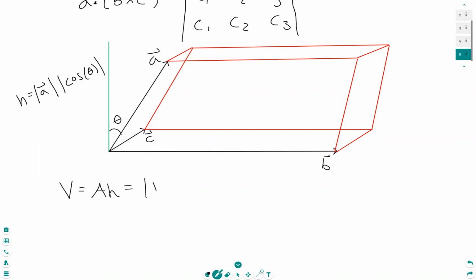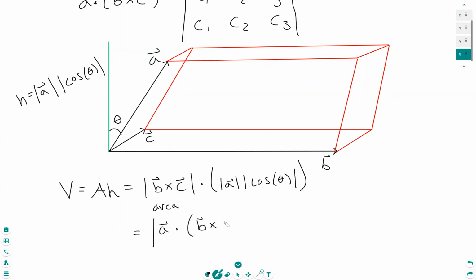So we get that the area from before was our cross product in magnitude. So we have the area here. And then we multiply this by the height, which is the magnitude of A times the magnitude of cosine theta. Well, this is the absolute value of A dotted with B cross C. So this is the scalar triple product, which results in some scalar value, and we're just taking the absolute value here to make sure that our volume is positive.